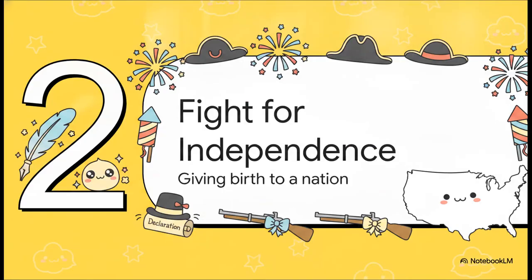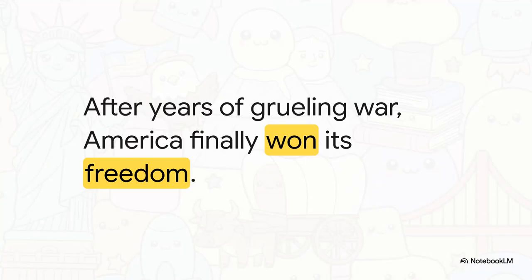Which brings us to Part 2, the fight for independence, giving birth to a nation. Of course, breaking away from Britain was by no means instant. It required years of grueling war against what was, at the time, the most powerful military on the planet. The colonies had to fight immensely hard to back up their declaration. But ultimately, against massive odds, America successfully won its freedom. Those 13 colonies had officially transitioned into a completely independent, self-governing nation.